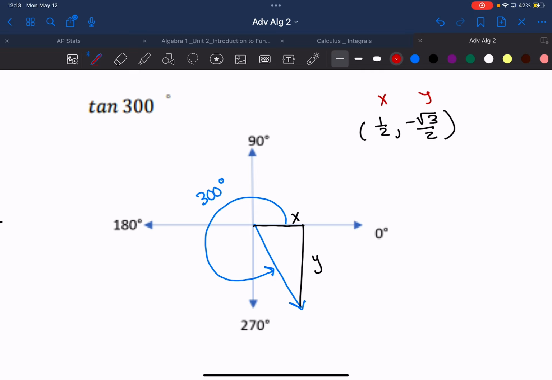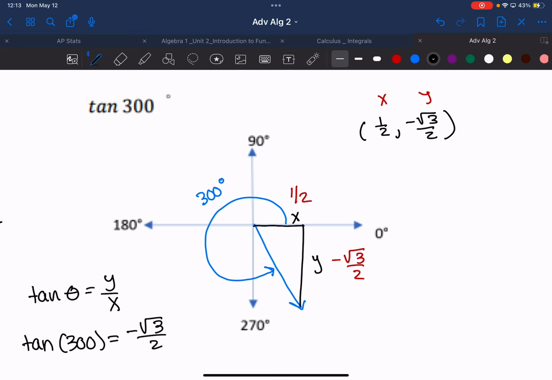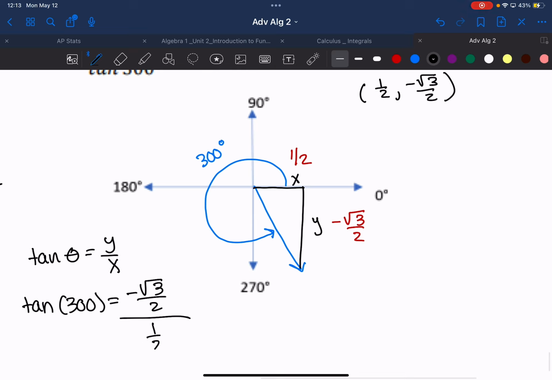So I'm going to fill in my triangle. I know this is 1/2 and this is negative square root of 3 over 2. And I need to find the tangent of theta, which is equal to what ratio? Look at the top of your notes. Y over x. So I'm going to plug in my value. So tangent of 300 degrees is equal to y, which is negative square root of 3 over 2, divided by x, which is 1/2. Remember, we're not using a calculator here.